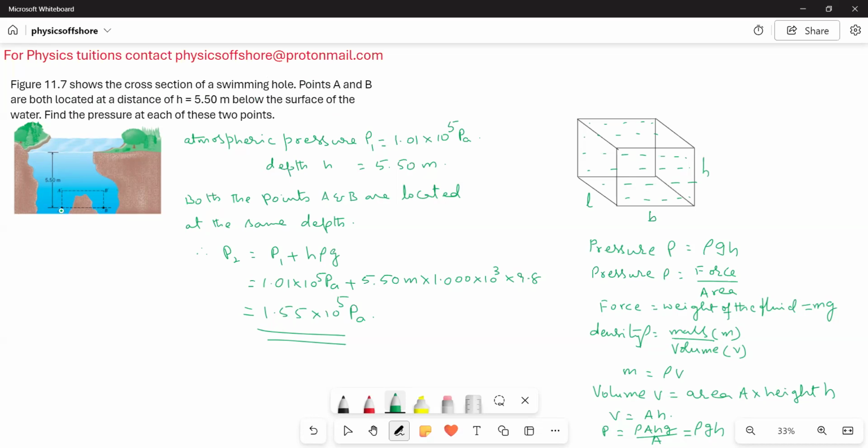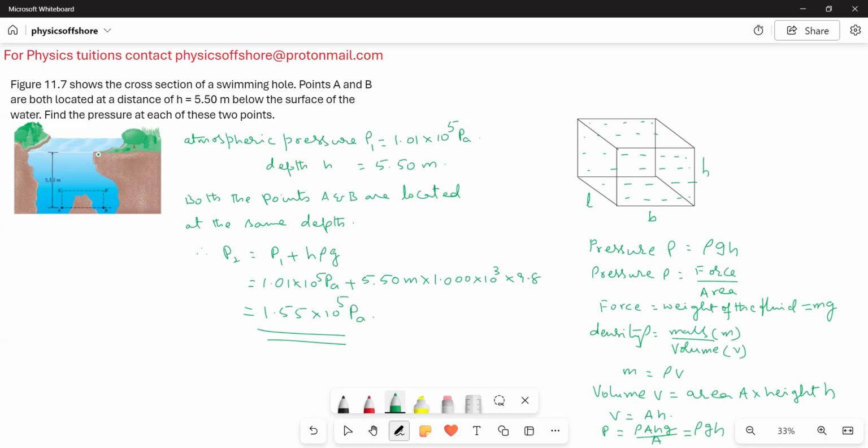Here A and B both are located at the same height from the surface of the water. So if we find the pressure at A, the same holds good for B also. Now, to find the pressure at either A or B, we have to use the data given to us. It is 5.5 meters below the surface.